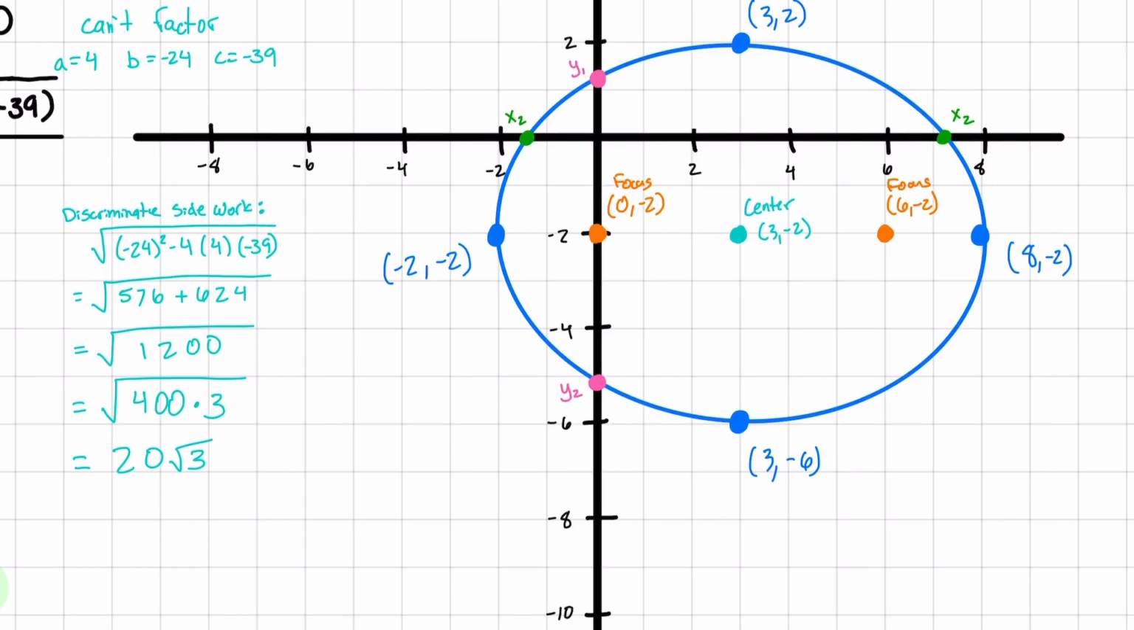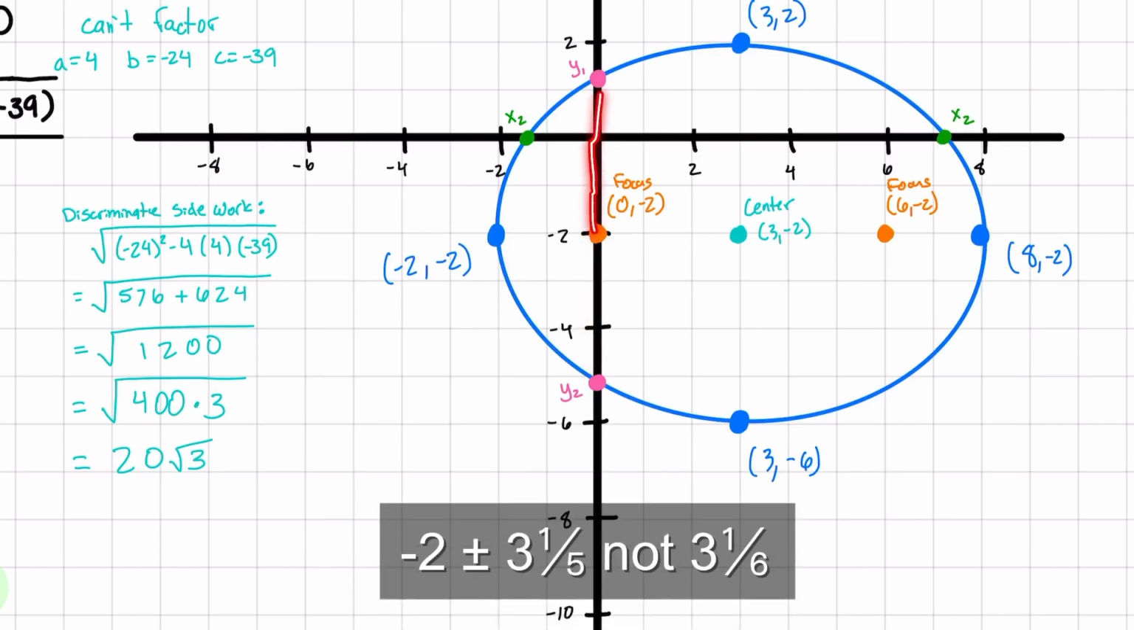And so then again, it's basically -2 plus or minus that same amount of a fraction, which is 1, 2, 3, and a sixth, or 1, 2, 3, and a sixth.